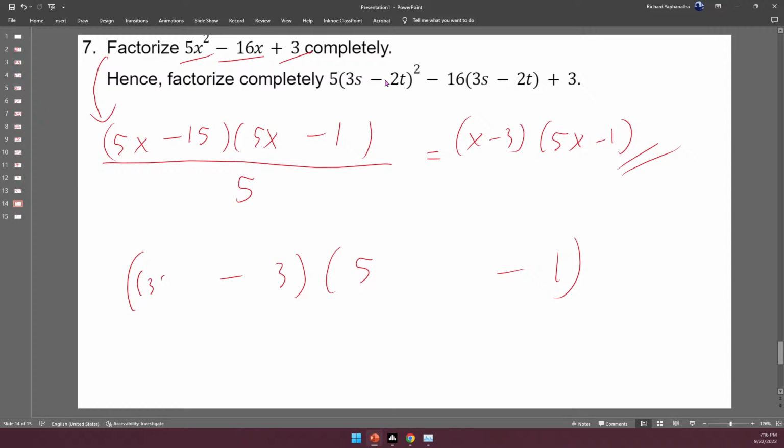So we will rewrite 3s minus 2t. This one also 3s minus 2t. And then voila, done. If you want to tidy it up a bit, you may like this. On the right side, it will be 15s minus 10t minus 1, and then that's simple, only 2 lines and then done.